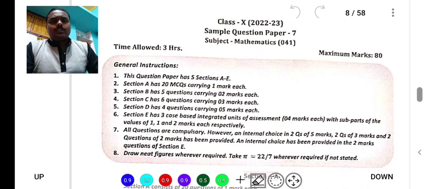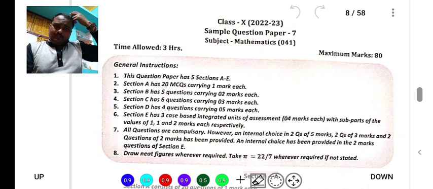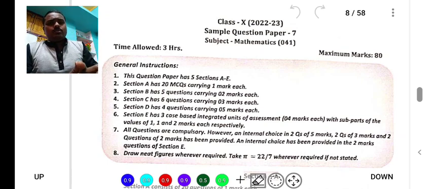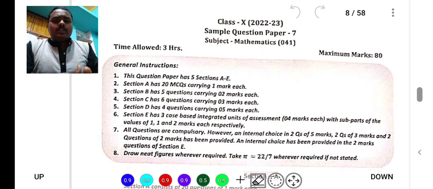But I'm trying to deliver one concept through this video: how to give the answer, how much you have to write down in the exam, and from where you have to start. This is the first sample paper. I will try to provide you two more sample papers with a proper explanation, and one PDF I will attach in the description, so you can download the PDF and practice 7-8 papers.